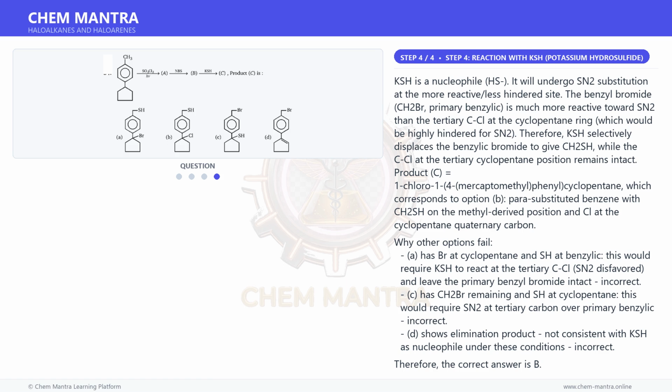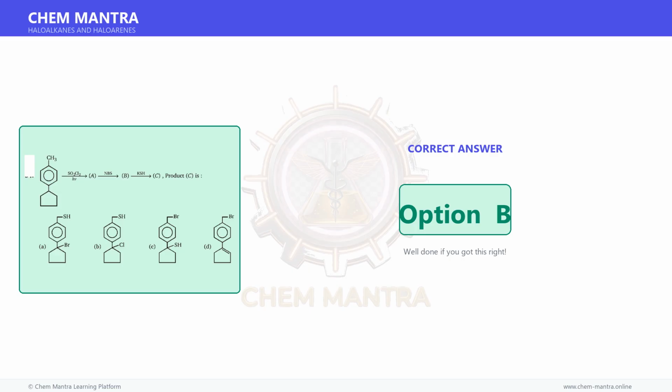Why other options fail? A. Has Br at cyclopentane and SH at benzylic. This would require KSH to react at the tertiary C-Cl, SN2 disfavored, and leave the primary benzyl bromide intact. Incorrect. C. Has CH2Br remaining and SH at cyclopentane. This would require SN2 at tertiary carbon over primary benzylic. Incorrect. D. Shows an elimination product not consistent with KSH as nucleophile under these conditions. Incorrect. Therefore, the correct answer is option B.